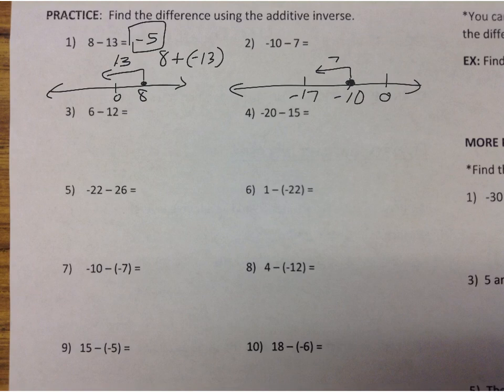I can also rewrite this and put negative 10 plus negative 7. So that's kind of me saying, if I borrowed $10 from you today and then I borrowed another $7 from you, how much money do I now owe you? You're going to owe negative $17. So again, if you do it on a number line and if you do it with additive inverse, you're going to get the same answer.